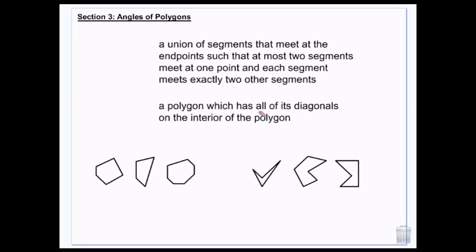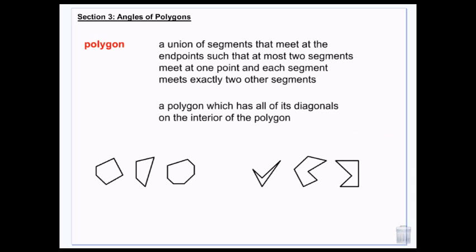We have polygons. The technical definition of a polygon is a union of segments that meet at the endpoints such that at most two segments meet at one point and each segment meets exactly two other segments. It has to have at least three sides and none of the sides meet at more than one place.